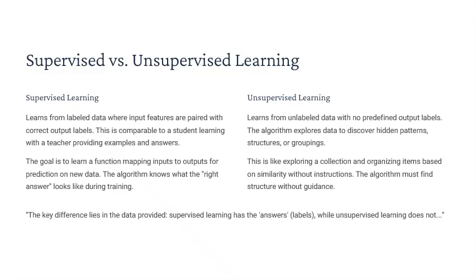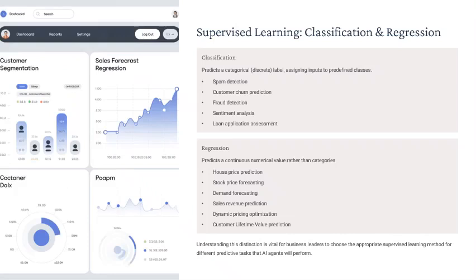Let's take classification first. This is for predicting a categorical label, right? A discrete outcome. You're assigning an item or an instance to one of several predefined categories or classes. Putting things in boxes. Pretty much.